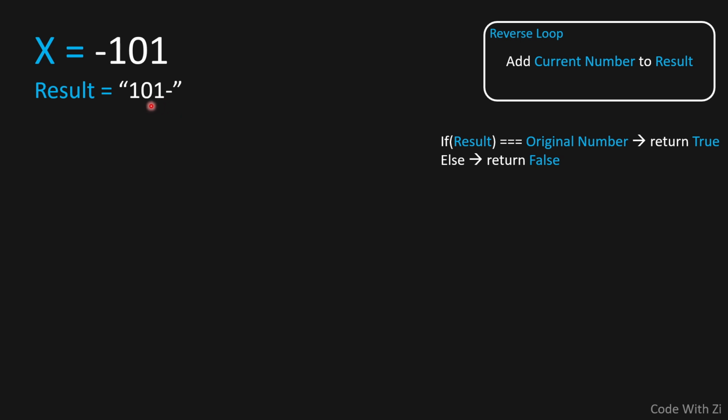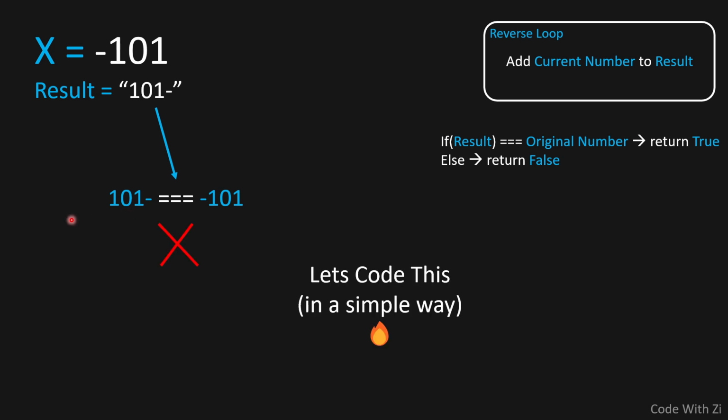So as you can see, this is our result variable, and this is our original number. We're gonna check if these two are actually equal to each other. And as you can see, they're not. And that's because of this minus here. The minus on this side is on the left, but the minus on this side is on the right. And because they're not equal to each other, we're gonna return false. Now let's code this in the simplest way possible.